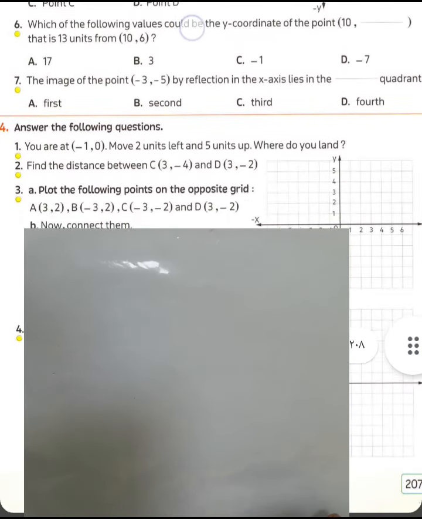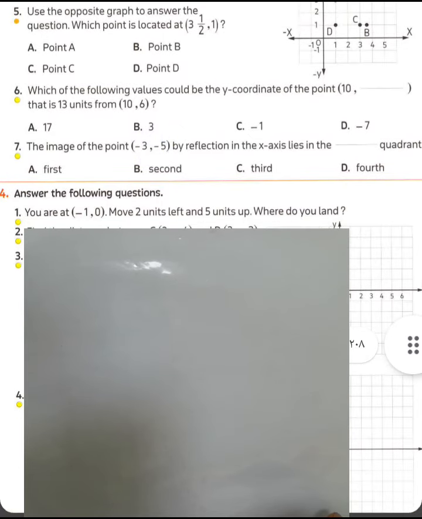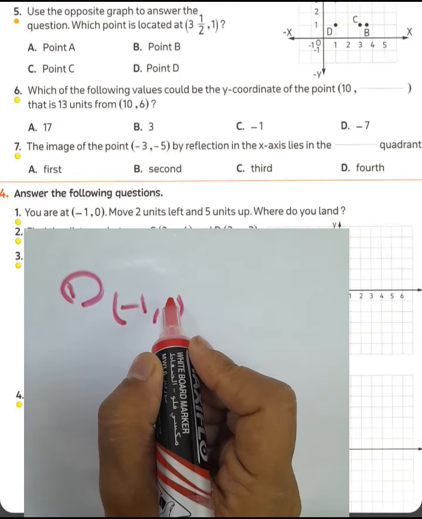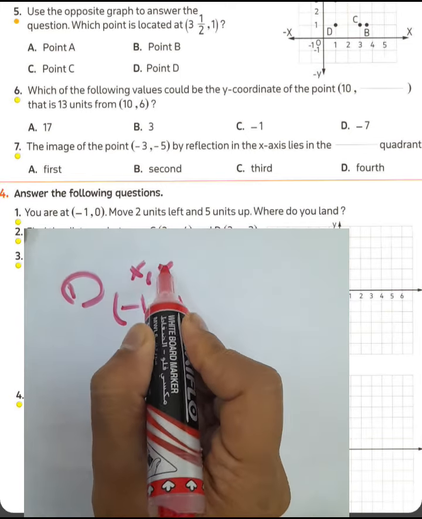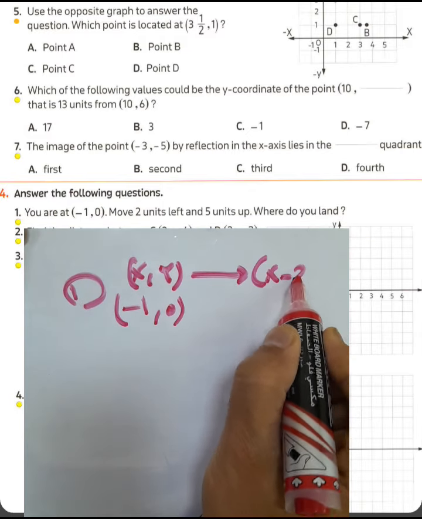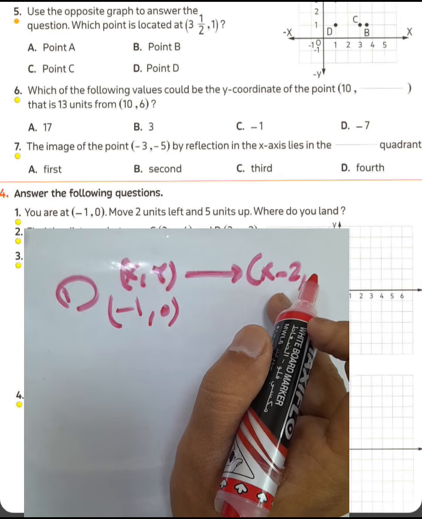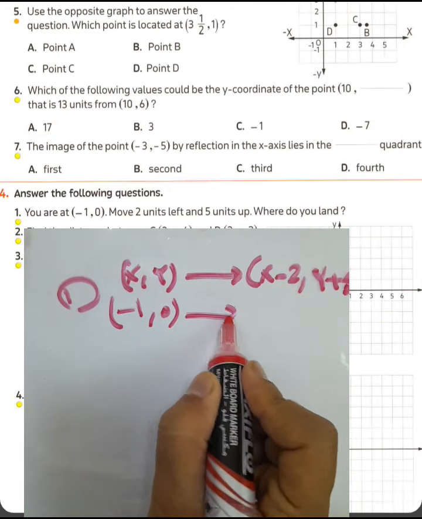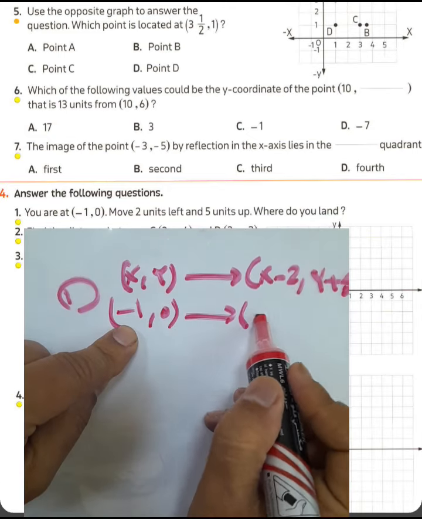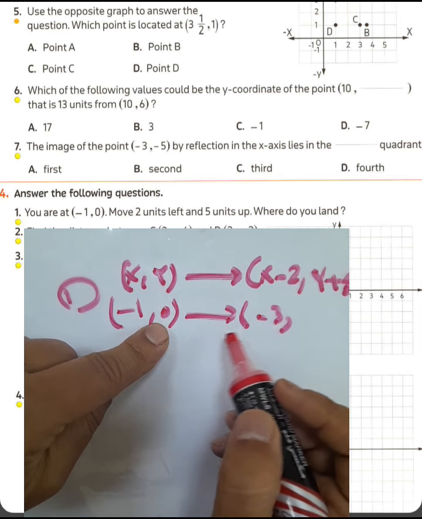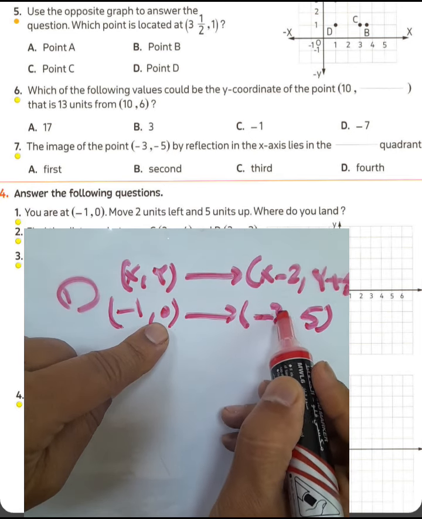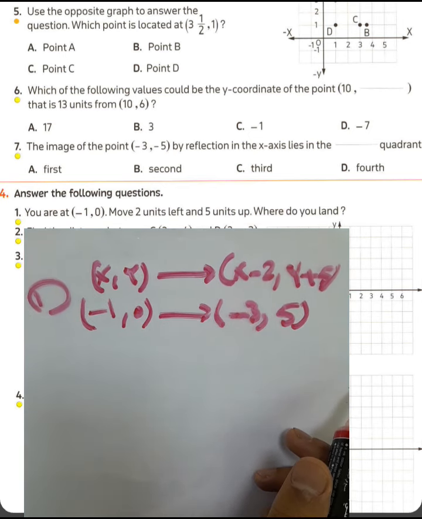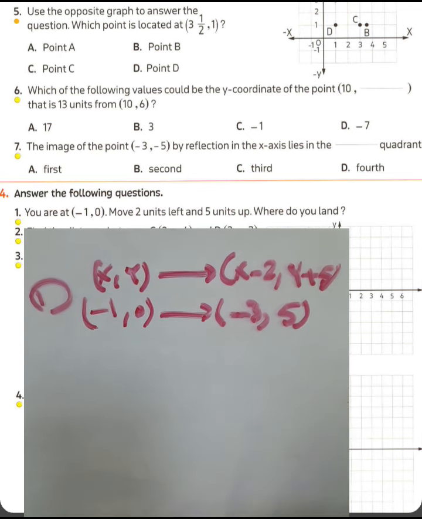Next example, answer the following. You are at (-1, 0). Move 2 units left. We have point (x, y). x minus 2 means move 2 units left, and 5 units up means y plus 5. It's the rule. Then the image will be what? -1 minus 2, it will be -3. And here 0 plus 5, it will be 5. Then the image will be (-3, 5). It was question number 1.